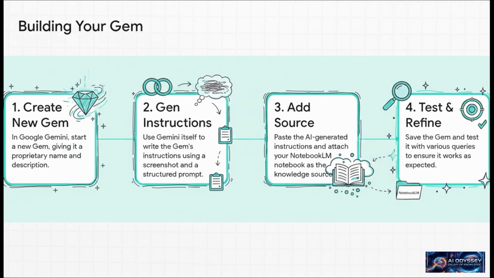The whole process really just breaks down into 4 key steps. First, you're going to create a new gem inside Google Gemini. Second, and this is my favorite part, a fantastic shortcut, you'll actually use Gemini itself to write the complicated instructions your gem needs. Third, you'll copy those instructions over and plug in your NotebookLM project as a source of knowledge. And finally, and this is probably the most important part, you have to save, test, and refine it over and over until it's just right.